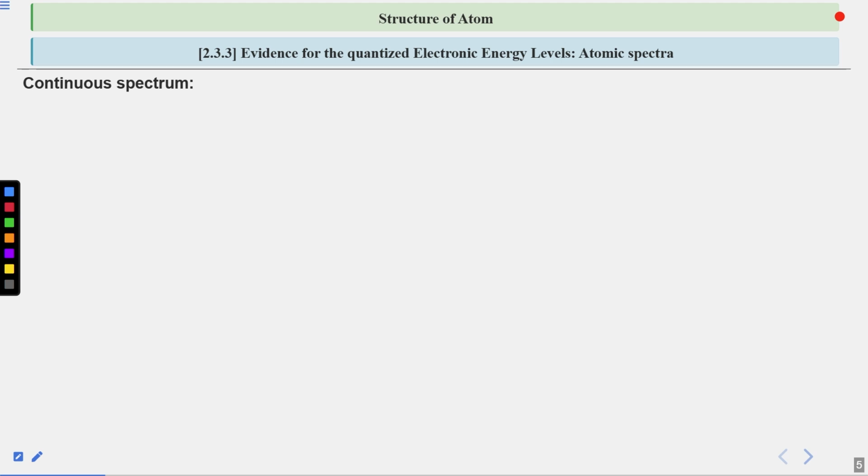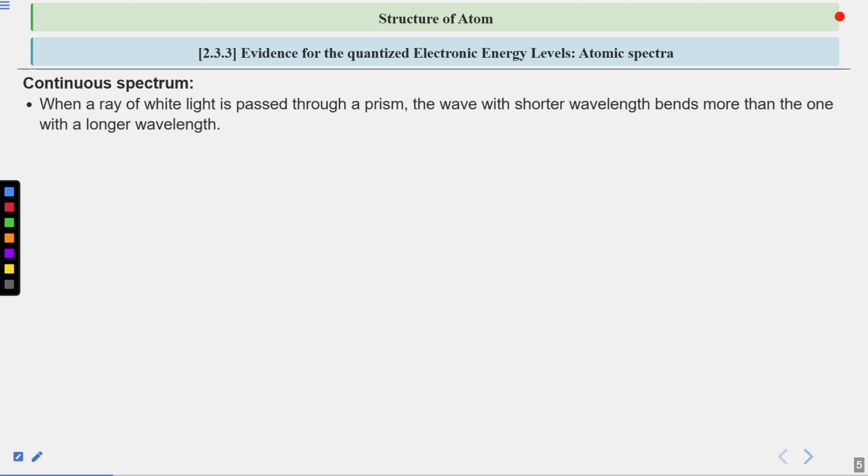So before moving on to the atomic spectra, you must understand what is a continuous spectrum. If I pass a white light through a prism, then we will see that there is a spectrum of light that comes out from the prism. Now it is seen that the waves which have a shorter wavelength are bent more as compared to the ones which have a longer wavelength.